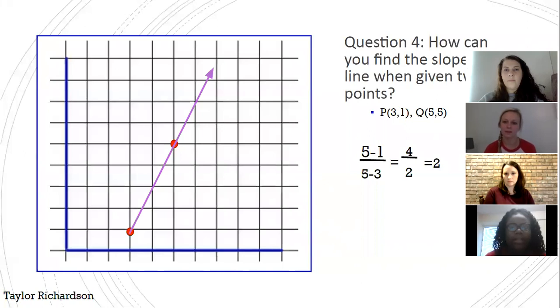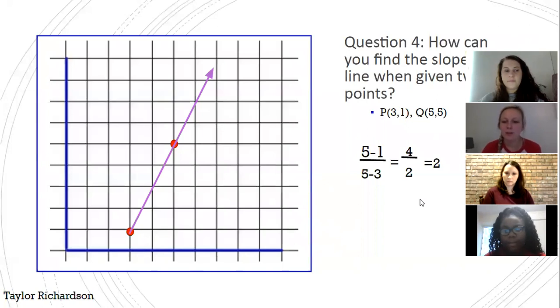How can you find the slope? Sorry, it's not showing. How can you find the slope of a line when given 2 points? You can find the slope of a line when given 2 points by using the slope formula or by finding the rise over the run.